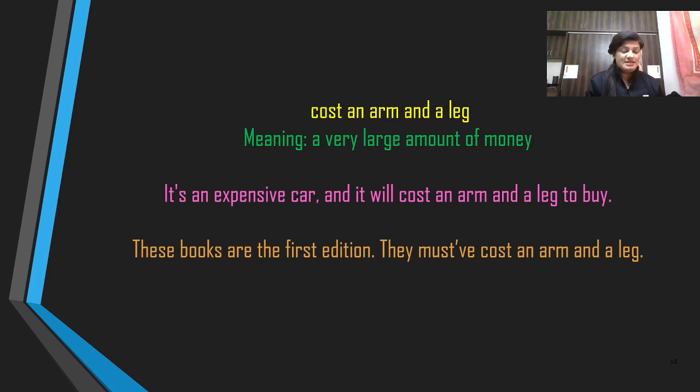All right. Next one is, these books are the first edition. They must have cost an arm and a leg. Let us say your friend has bought you the first edition of some novel or something, and obviously they are very costly. So how would you say that? She got it to you as a present, and you're like, these books are first edition. They must have cost you an arm and a leg. That's a surprising way of saying it.